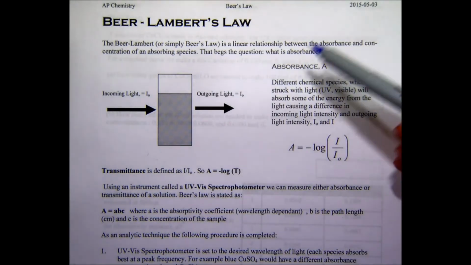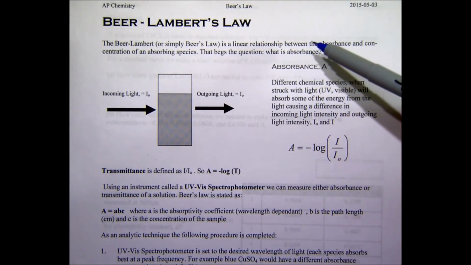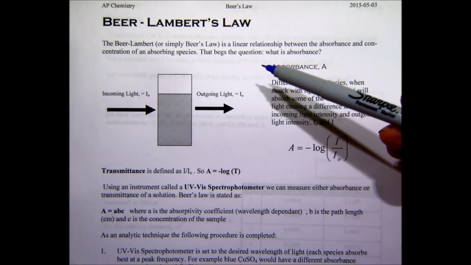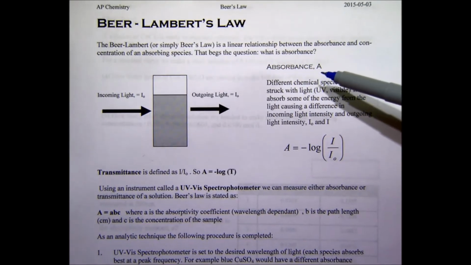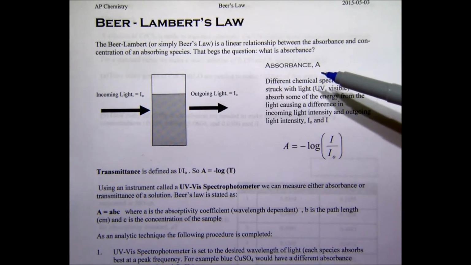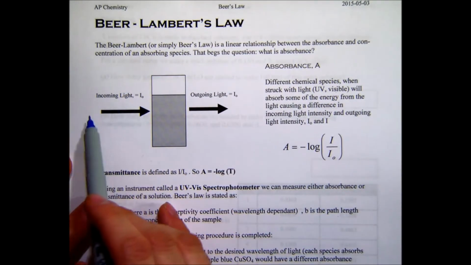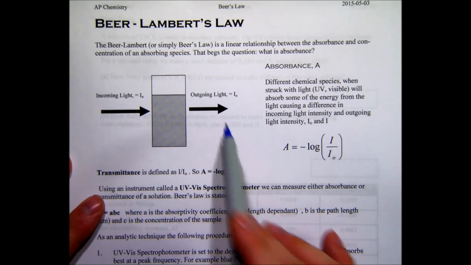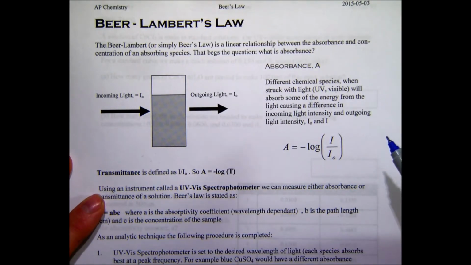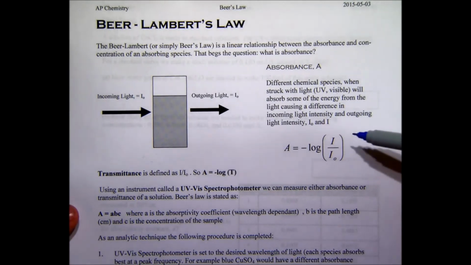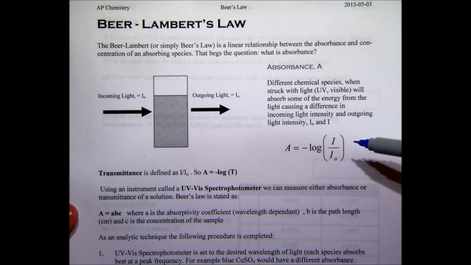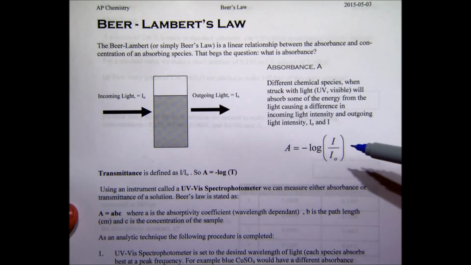So I wrote that the Beer-Lambert's, or simply Beer's law, is a linear relationship between the absorbance and concentration of absorbing species. So the first thing we have to settle is what is absorbance. Different chemical species, when struck with light, UV visible usually, will absorb some of the energy of the light, causing a difference in the intensity of the incoming light into the sample and the outgoing light as it shines through the sample. It basically is the effect that we can see just making a powdered drink like Kool-Aid, where the darker the Kool-Aid, generally the more drink crystals have been dissolved into it.